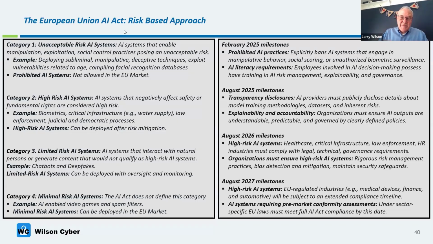Now, 6 months in the future, they're going to really zero in on high-risk AI systems: healthcare, critical infrastructure, law enforcement. You must ensure high-risk AI systems have a rigorous risk management practice, bias detection, mitigation, and you have to maintain those security safeguards. So you almost have this year coming up, as we're halfway through, to make sure that you have very good documentation around your high-risk AI systems. That's what this class is really all about.